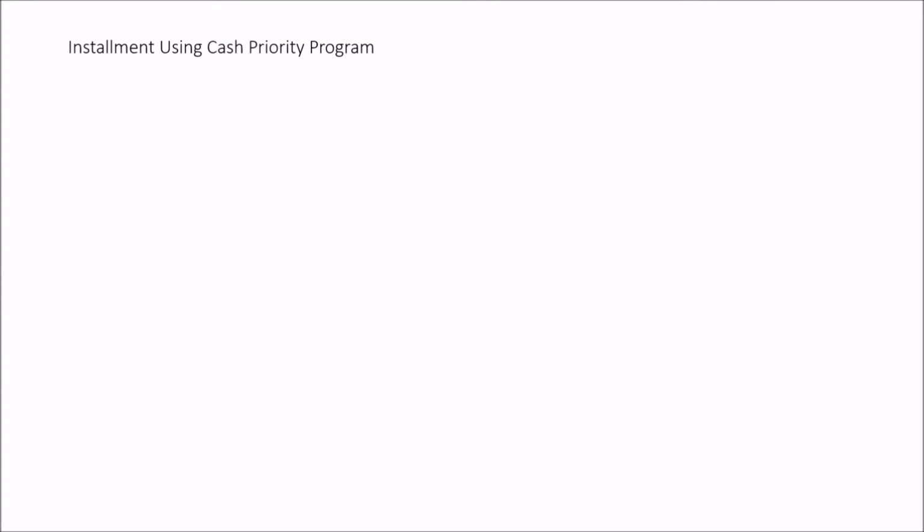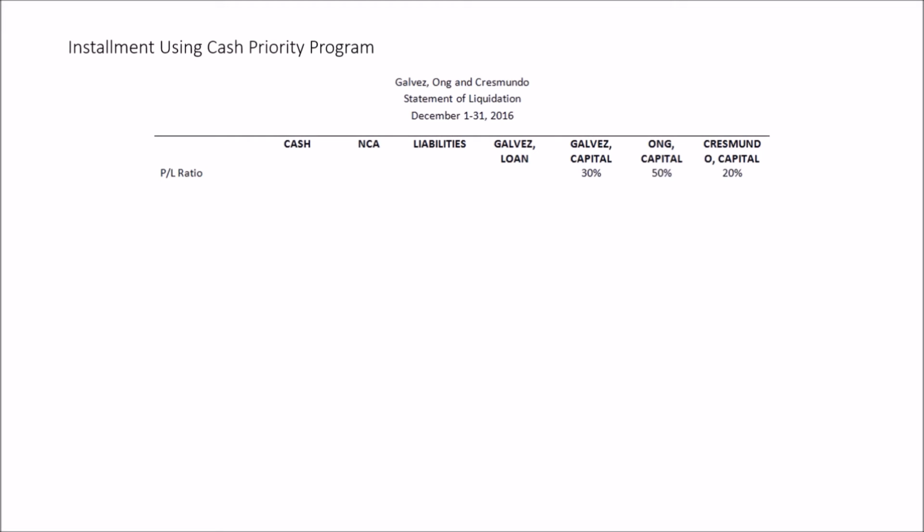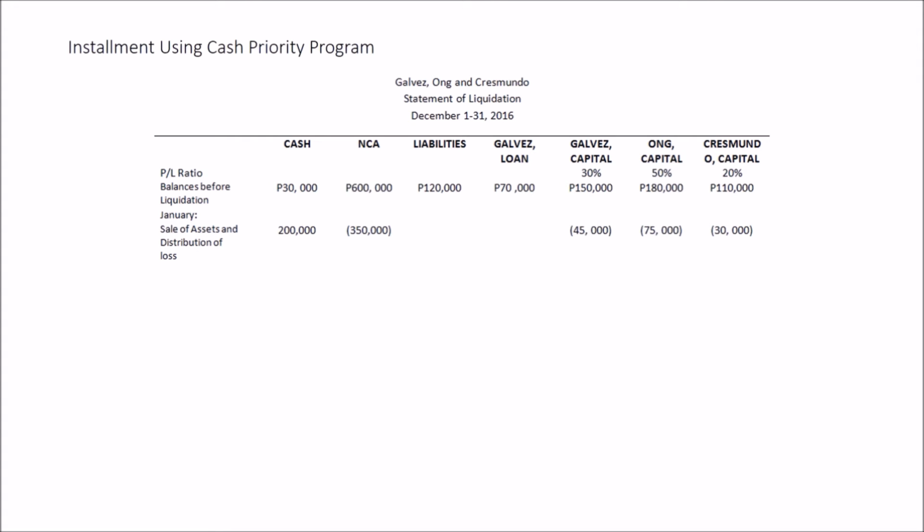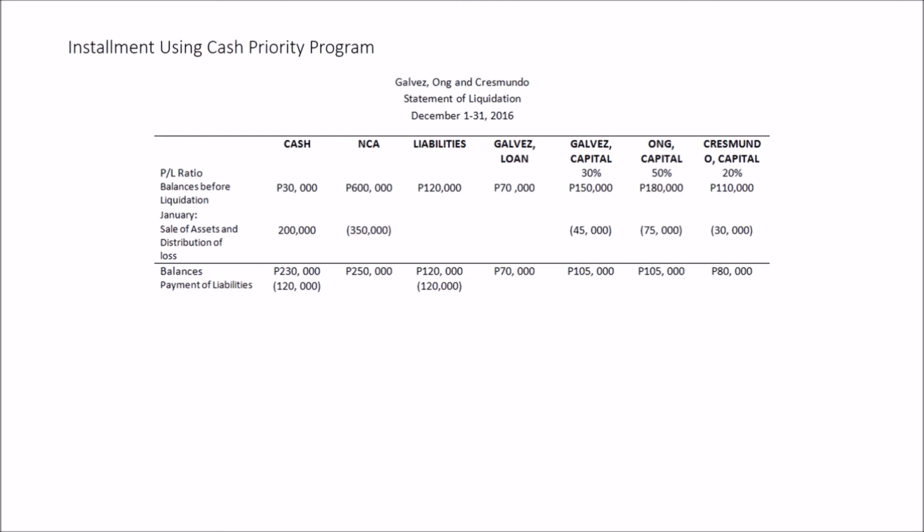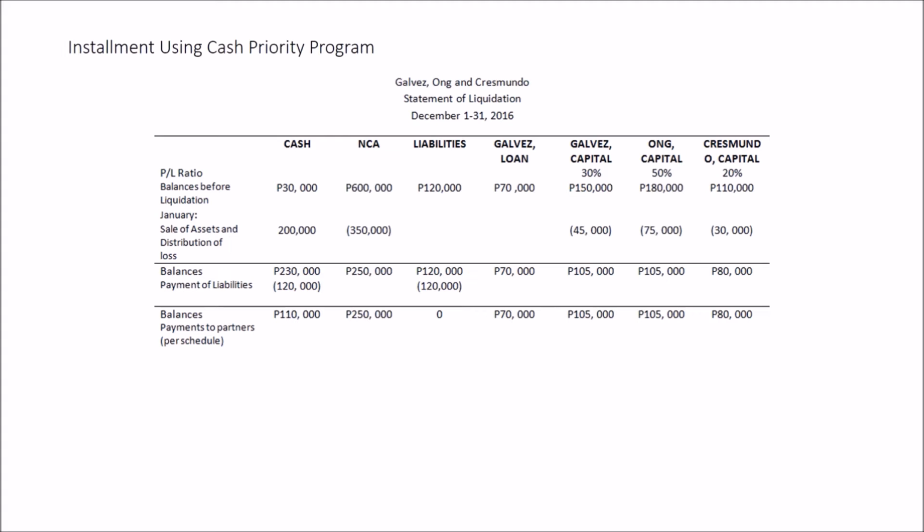Installment using cash priority program. The statement of liquidation that is used here is just the same as the statement of liquidation that was used in making the installment using the safe cash distribution. We have the same PL ratio, balances before liquidation, sale of assets and distribution of loss. We have the same balances after the sale of assets and distribution of loss. Then we make the same payment of liabilities. Then we have the same balances after the payment of liabilities.